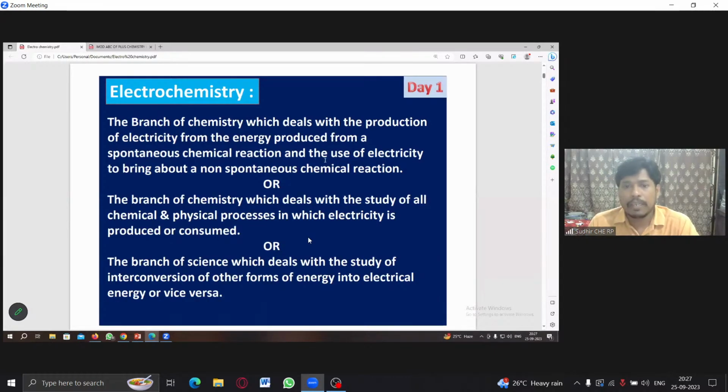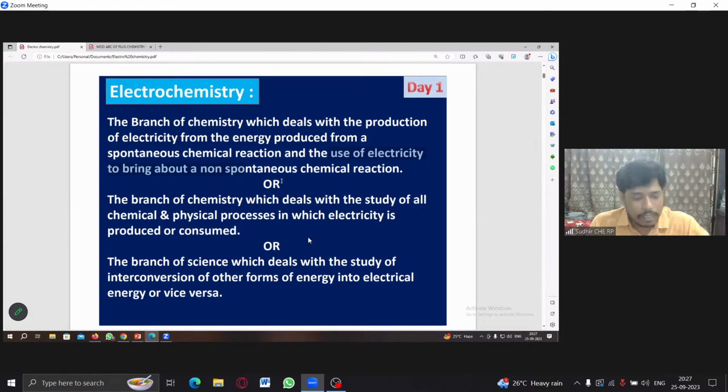Or else, the second part of the statement, if you see, is the use of electricity to bring about non-spontaneous chemical reactions. Okay, the use of electricity in order to bring about non-spontaneous chemical reactions.